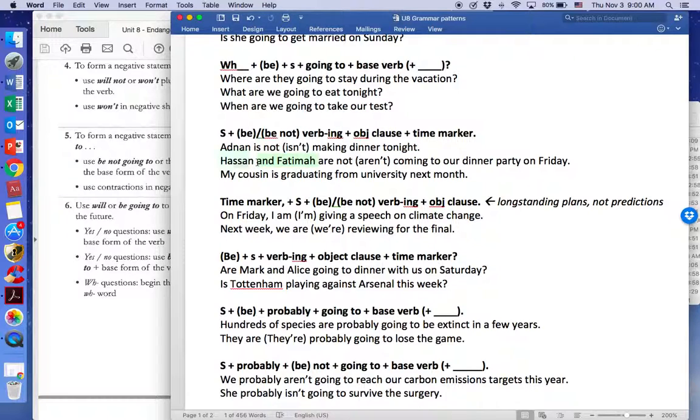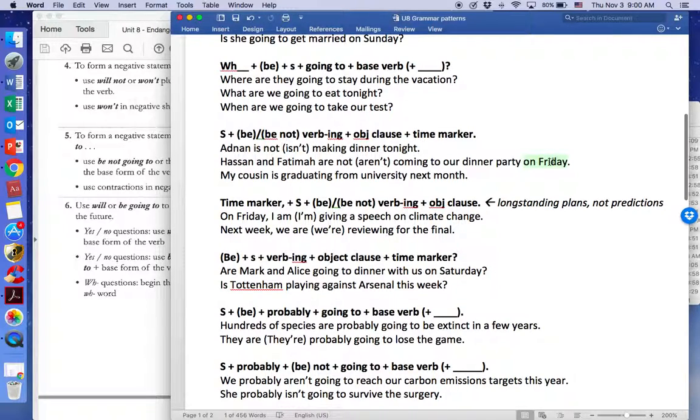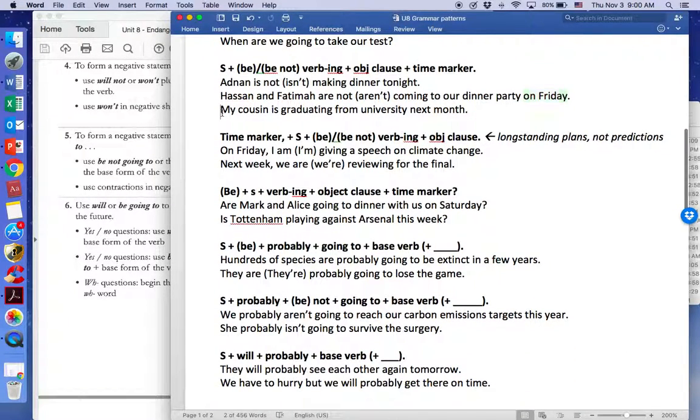Hassan and Fatima, third person plural, are not coming to our dinner party on Friday. So here's our subject, be verb, not optional, depending on what you want to say. Verb plus ing, object clause, and then our time marker on Friday. Hassan and Fatima aren't coming to our dinner party on Friday. Next, my cousin, that's our subject. Here's our be verb, here's our verb plus ing, and then here's our object clause and our time marker. My cousin is graduating from university next month.